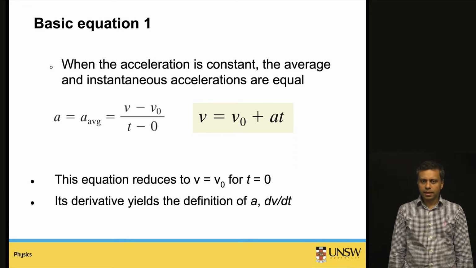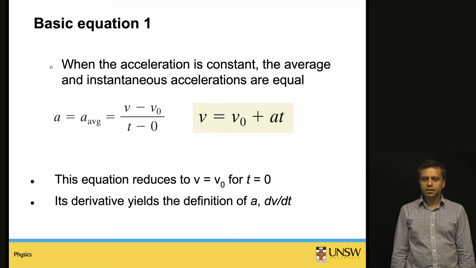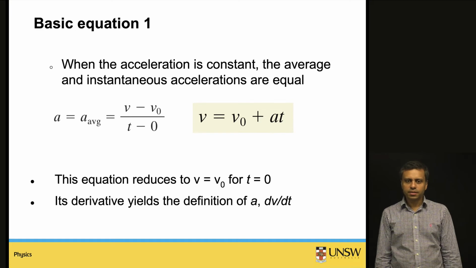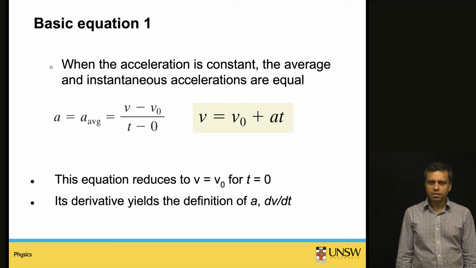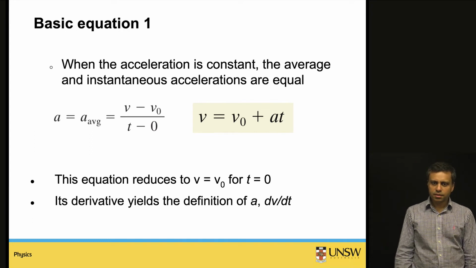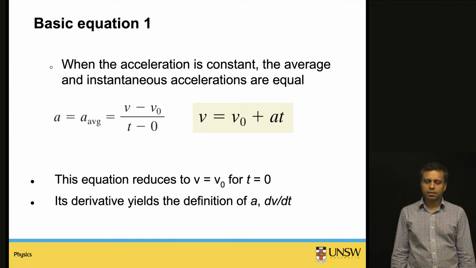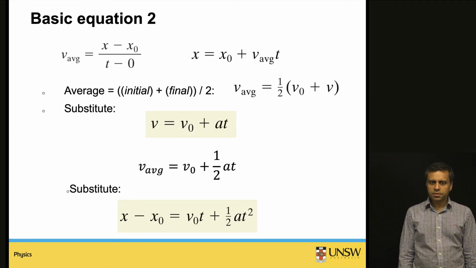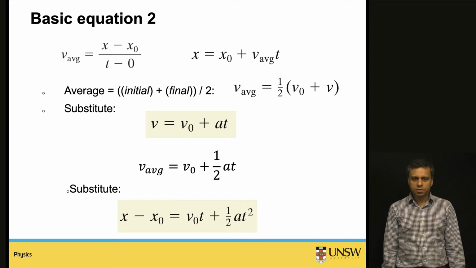And notice that you can also find the instantaneous acceleration from here. That is just given by the time derivative of the velocity. If you take the time derivative of this equation, dv over dt, you see that you get a on the right hand side. Because a is constant, this is a constant equation, but calculus also gives you this.